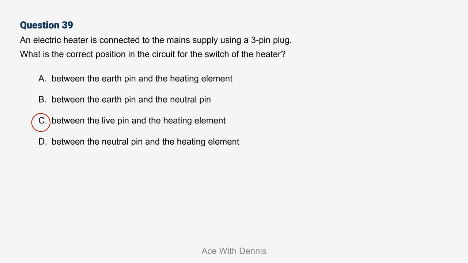Alright, this is a very straightforward question. For safety reasons, we always connect the switch between the live pin and the heating element.